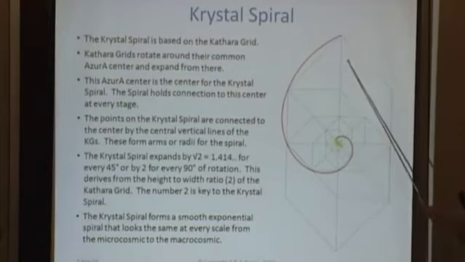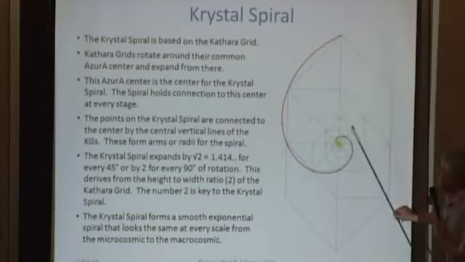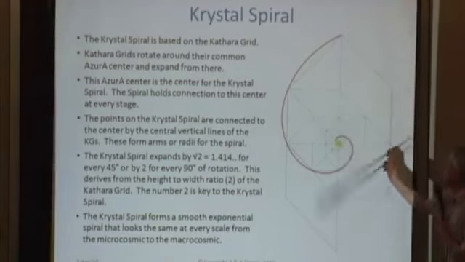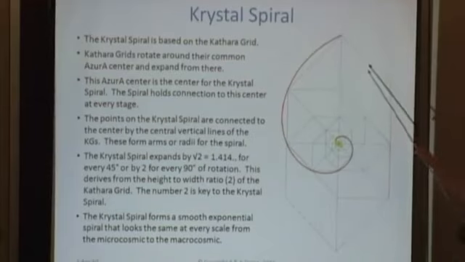Now, this diagram here shows the outline of the Katara grids as they expand. We start from the small yellow in the center, and we expand clockwise through several stages of expansion until we get this big outline Katara grid on the outside.